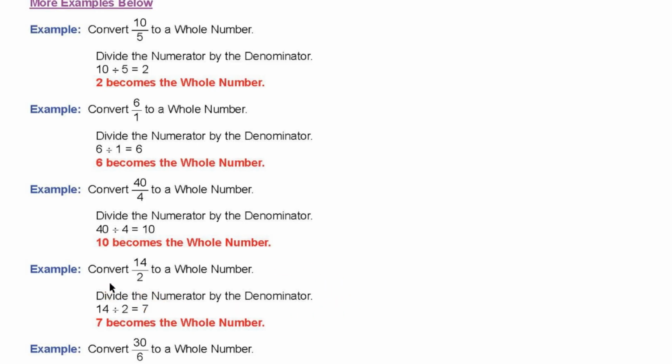The next example is convert 14/2 to a whole number. Divide the numerator by the denominator. The numerator is 14. The denominator is 2. So dividing the numerator, which is 14, by the denominator, which is 2, gives us a result of 7. 7 is the whole number.